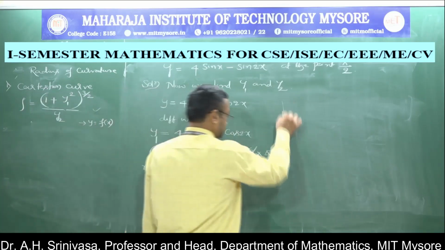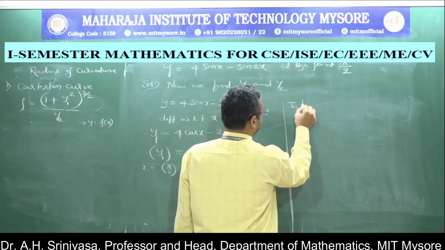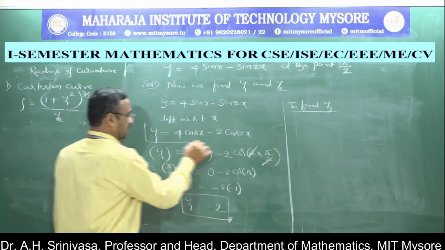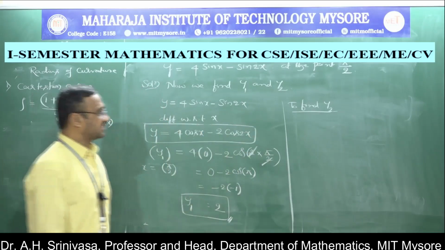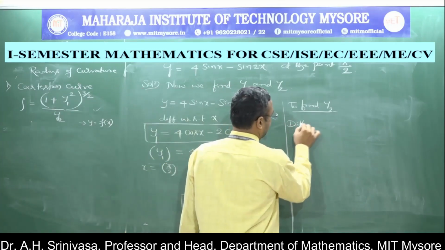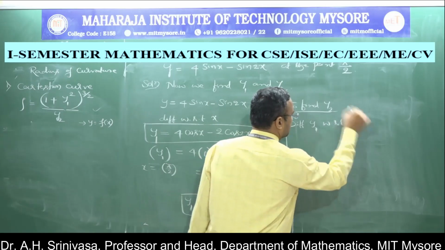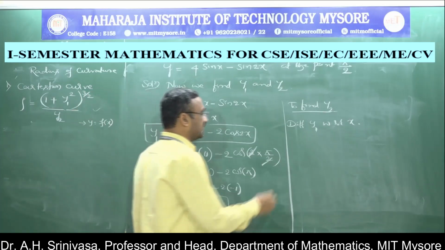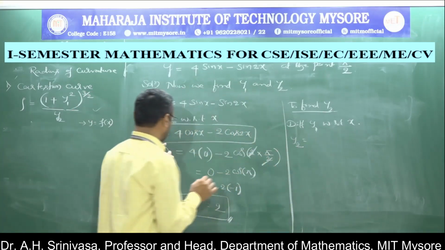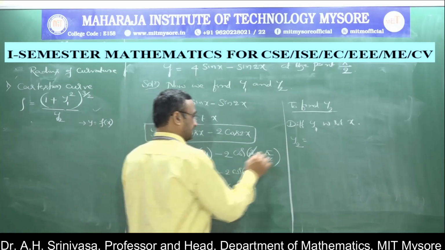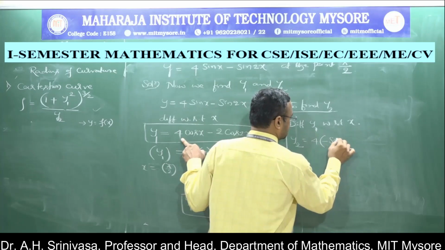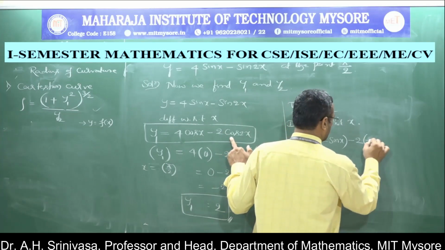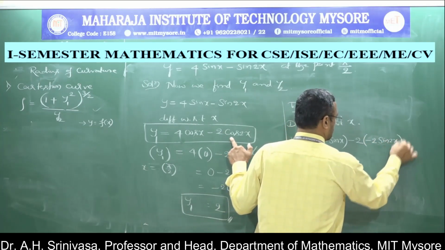So now find y2. To find y2, differentiate y1 with respect to x again. What do we get now here? Your y1 becomes y2. 4 times cos becomes minus sin x, minus 2 times, again your cos becomes minus, 2 into sin 2x.